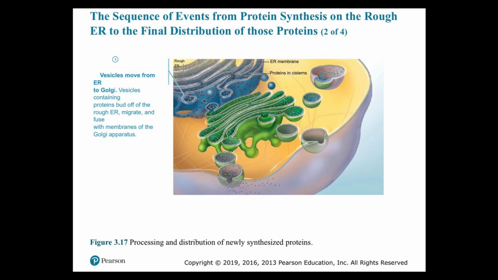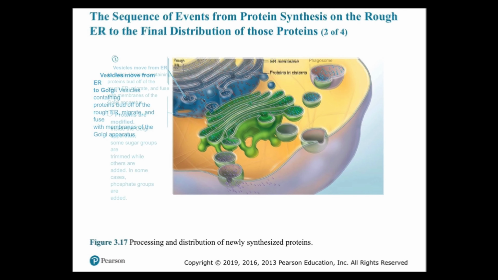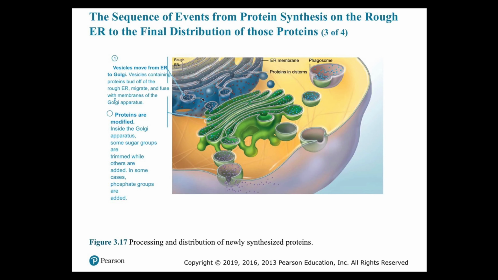Figure 317, processing and distribution of newly synthesized proteins. So in part 1, the vesicles move from the ER to the Golgi. The vesicles containing proteins bud off of the rough ER, migrate, and fuse with membranes of the Golgi apparatus. Then the proteins are modified. Inside the Golgi apparatus, some sugar groups are trimmed while others are added. In some cases, phosphate groups are added.